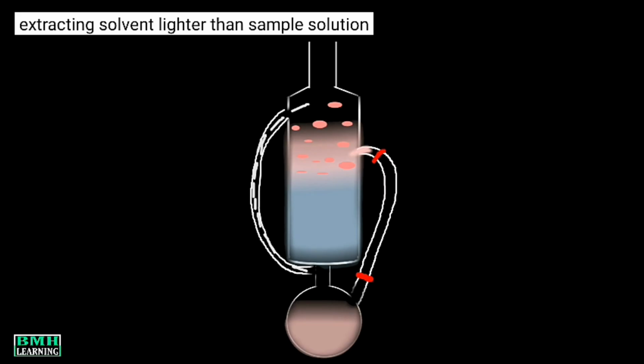This way, when a sufficient volume of extracting solvent is collected in the extractor, it overflows into the RBF, and the process is continued till the extraction is complete.